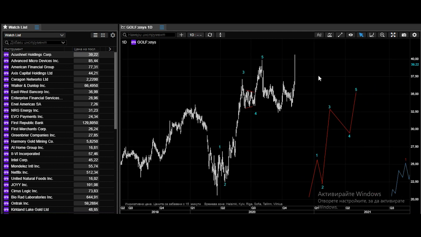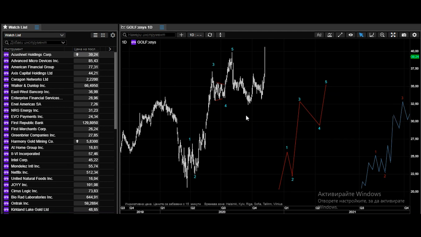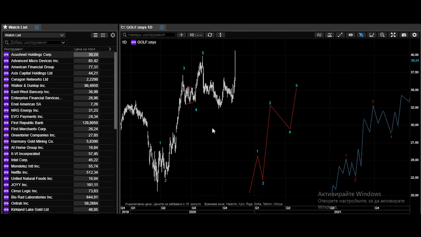And as you may know, when we talk about impulsive waves, there are three rules that we cannot ignore. These rules are fixed. A second wave cannot move below the beginning of wave 1. A third wave cannot be the shortest wave in the impulsive structure. A fourth wave cannot end by overlapping the territory of wave 1.